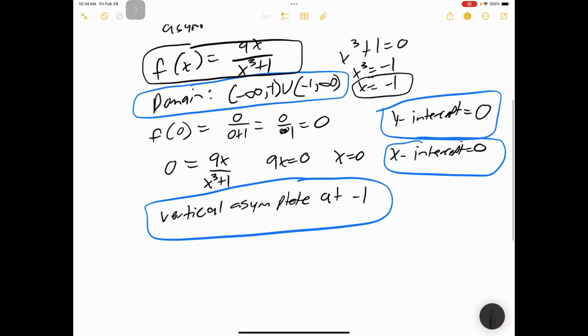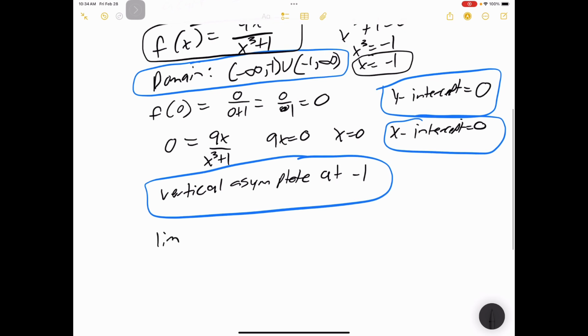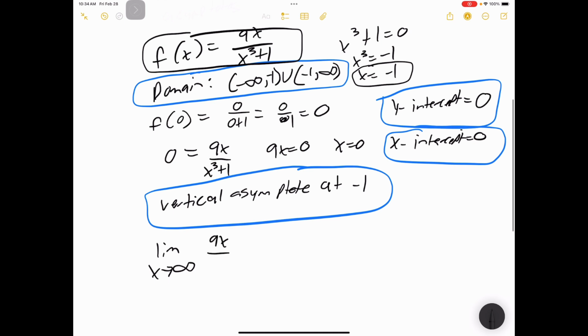We can also look for our horizontal asymptotes. Horizontal asymptotes occur when the limit as x goes to infinity of our function is equal to a value. And we can use an auxiliary function. We can say this is the limit as x goes to infinity. Let's just look at the highest exponent in the top and the bottom. 9x over x cubed. We can cancel an x. This is equal to 9 over x squared.